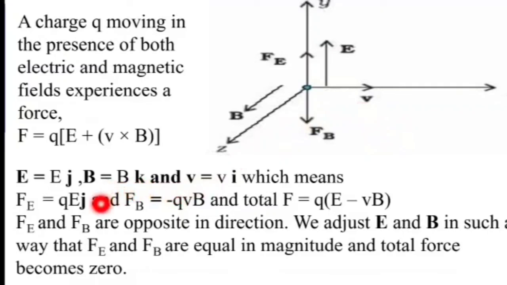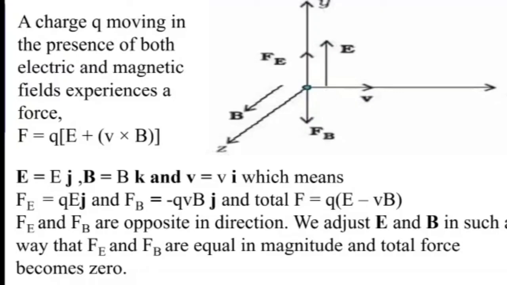So specifying the direction, we can say that our electric field is along the y-axis, that is E j cap, and magnetic field is along the z-axis, which is given by B is equal to B k cap, and velocity is along the x-axis, which is given by v is equal to v i cap. And if we adjust the electric and magnetic field in such a way that the magnitude of electric force and magnetic force are equal, then the total force becomes 0.